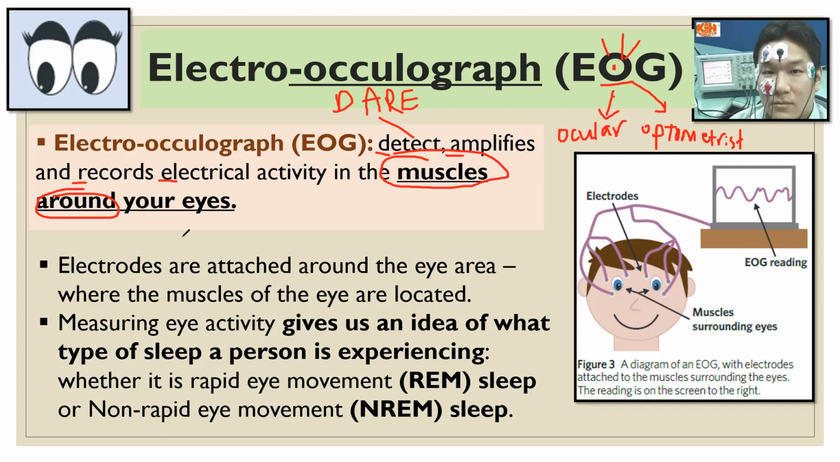That's why I've not just bolded it, I've underlined it as well. So you really need to be careful with this. If you write in the SAC, electrooculograph measures or detects, amplifies, and records electrical activity in the eyes, that's wrong. You don't get a mark there. So be careful, okay? Write muscles around the eyes.